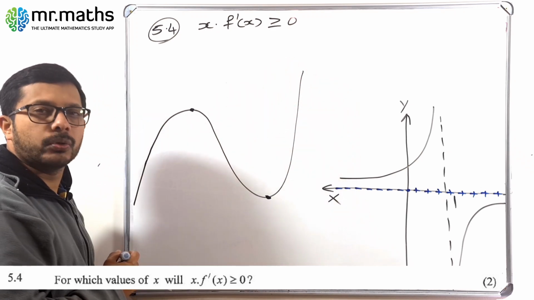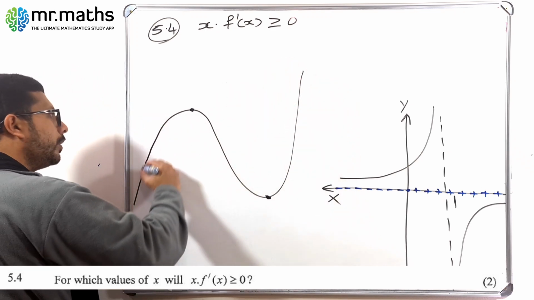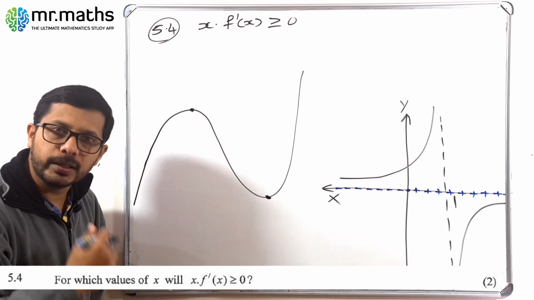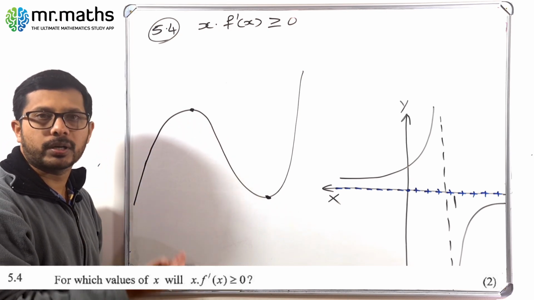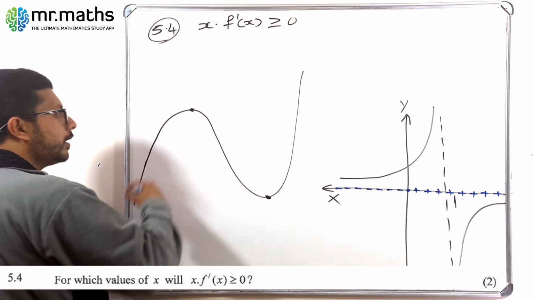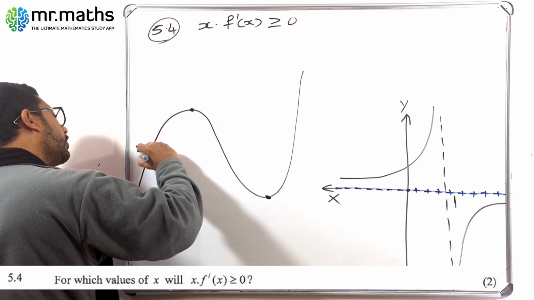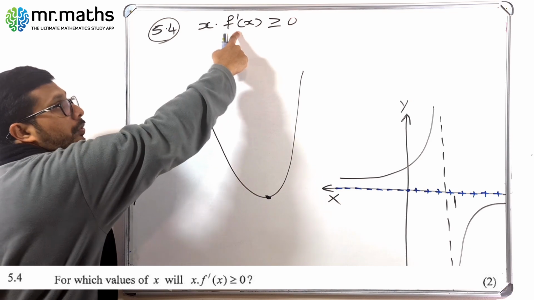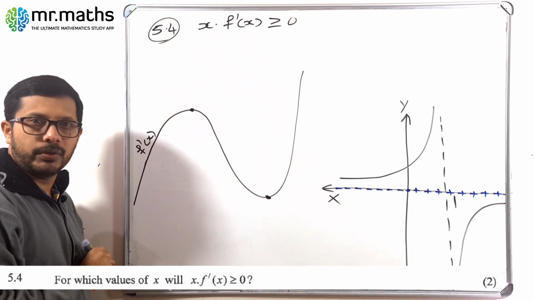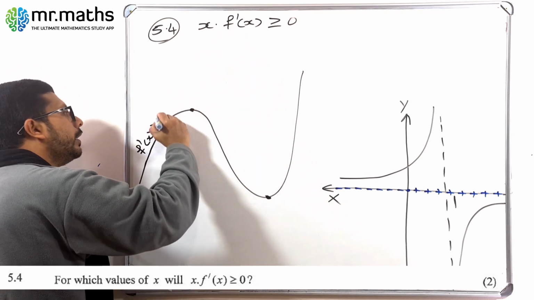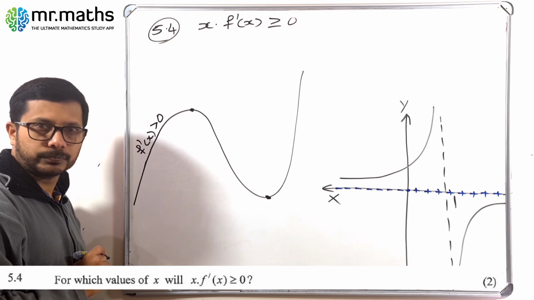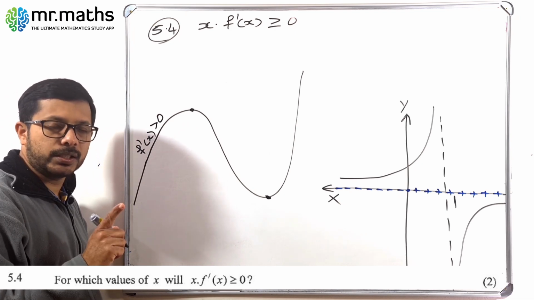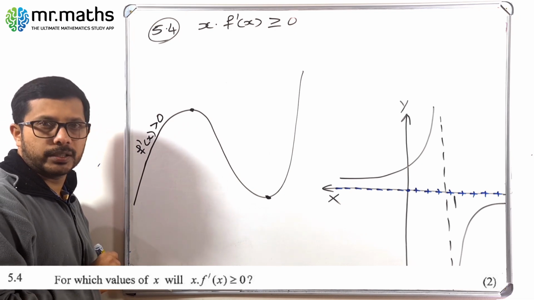What I told you at that time: when a graph is increasing, doesn't matter cubic or quadratic or whatever, the first derivative, that is f dash of x, stands for the first derivative. The first derivative is greater than 0. When a graph is increasing, the first derivative is greater than 0.